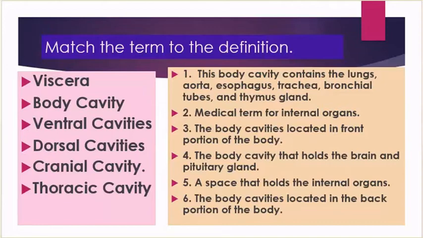Number 3, the body cavities located in the front portion of the body. Number 4, the body cavity that holds the brain and pituitary gland. Number 5, a space that holds the internal organs. Number 6, the body cavities located in the back portion of the body.